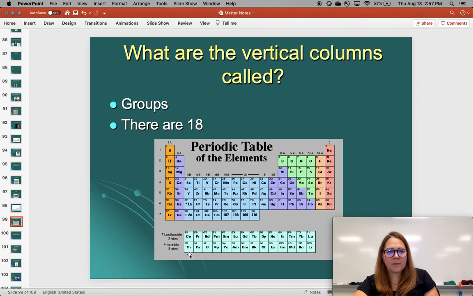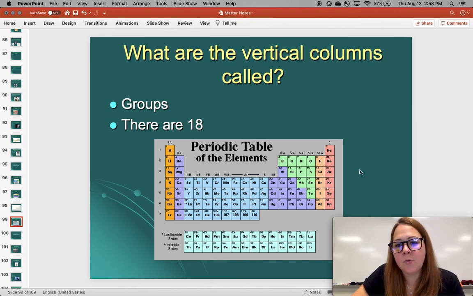But the 2 rows at the bottom, those do not have group numbers. So if I asked you what is the group number of samarium, it doesn't have one. So you would just leave that blank. Einsteinium doesn't have one. Thorium doesn't have one. But if I asked you about scandium here, scandium is group number 3. Neon is group number 18. Lead down here is group number 14. So the ones at the top have group numbers. It's 1 through 18. Down here at the bottom, they don't have group numbers.